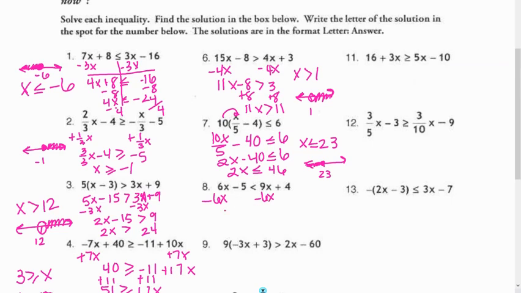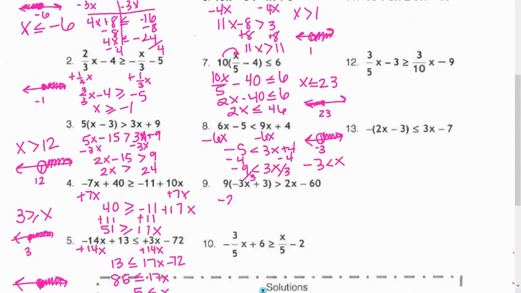Going to subtract 6x from both sides. Subtract 4 from both sides. Divide by a positive 3, so I don't have to worry about flipping the sign, and I get negative 3 is less than x. Or, if I read it the other way, x greater than negative 3. So, negative 3 here with an open circle and everything to the right.